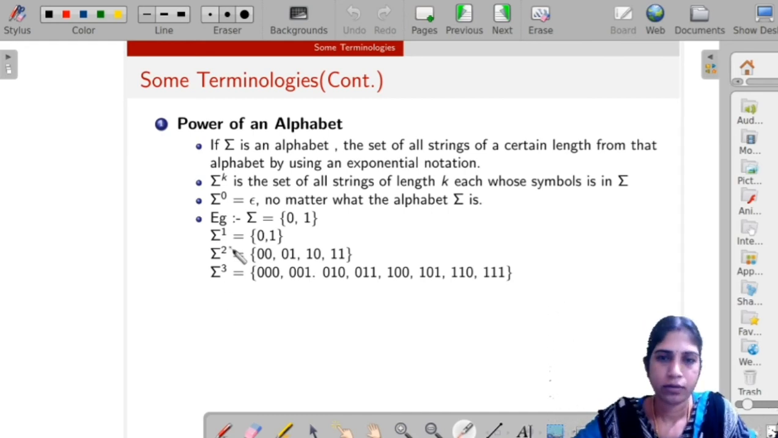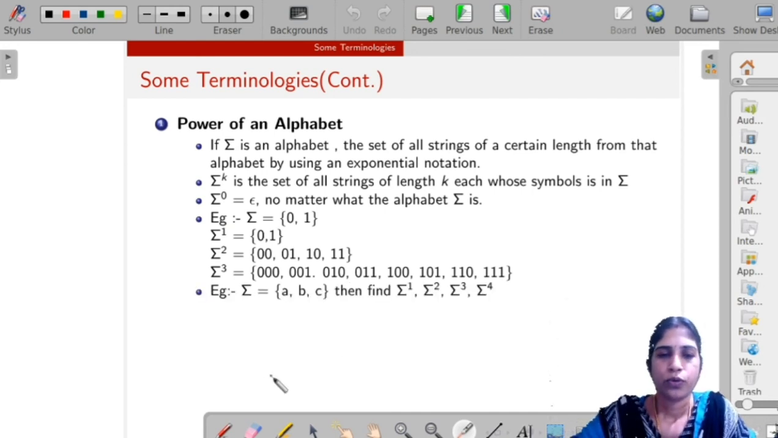So like that we can find strings of any length: sigma raised to 1, sigma raised to 2, sigma raised to 3, sigma raised to 4, etc. Okay. So one problem for you: given sigma as the set {a, b, c}, find out sigma raised to 1, sigma raised to 2, sigma raised to 3 and sigma raised to 4. Okay, try to solve it.